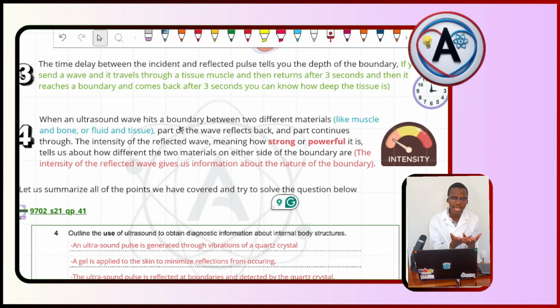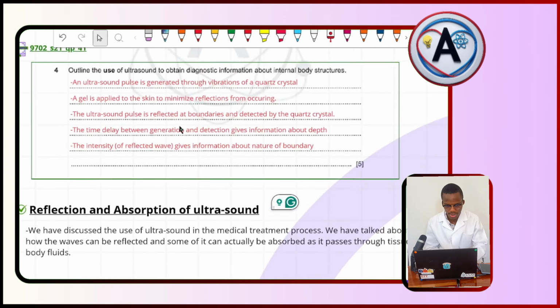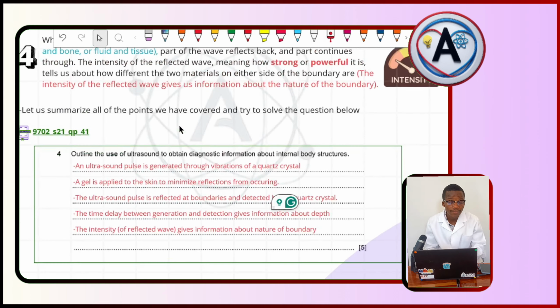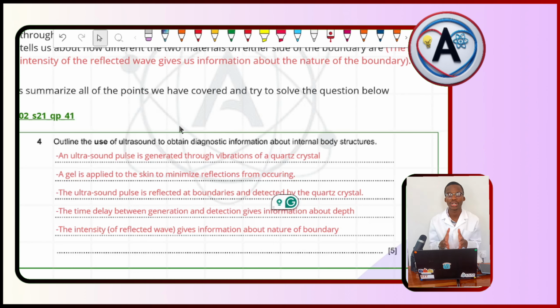So we can observe that, hey, this is the eye of the baby. This is the head of the baby. This is a different structure. This is not this. And we're measuring that by looking at the intensity. That is how we are able to do that. A simple question you can be asked is, for example: outline the use of ultrasound to obtain diagnostic information about internal body structures. Again, try this on your own, and we're going to summarize whatever is happening all at once.